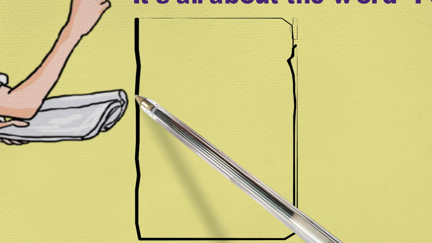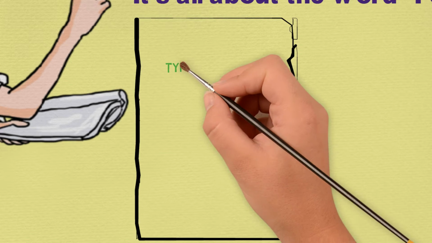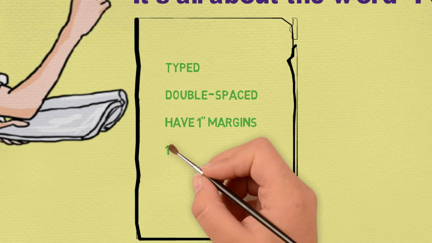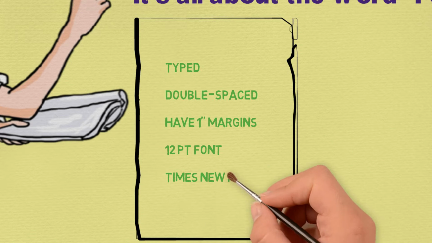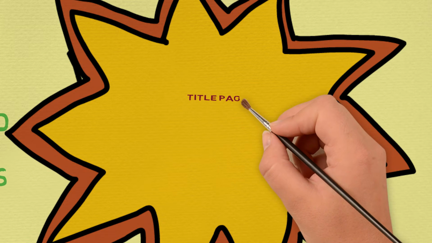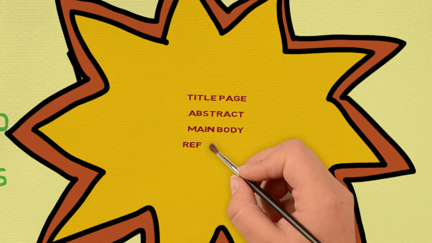Broadly speaking, the entirety of your paper should of course be typed, double-spaced, use 1-inch margins on all sides, and use a 12-point Times New Roman font. An academic paper will have 4 parts: a title page, an abstract, the main body, and then your list of references. Next, we will look at the title page.